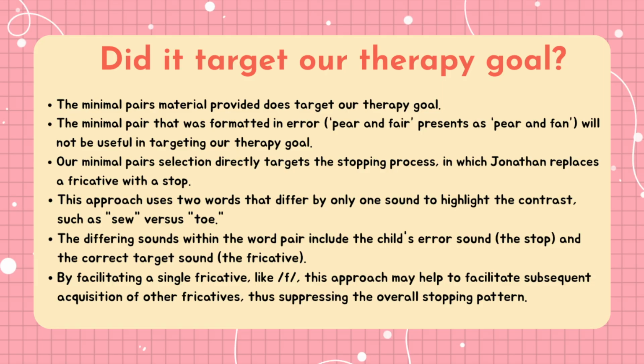Our minimal pair selection directly targets the stopping process, in which Jonathan replaces a fricative with a stop. The approach uses two words that differ by only one sound to highlight the contrast, such as so and toe. The differing sounds within the word pair include the child's error sound, the stop, and the correct target sound, the fricative. By facilitating a single fricative like F, this approach may help to facilitate subsequent acquisition of other fricatives, thus suppressing the overall stopping pattern.